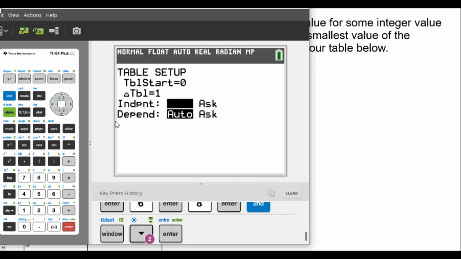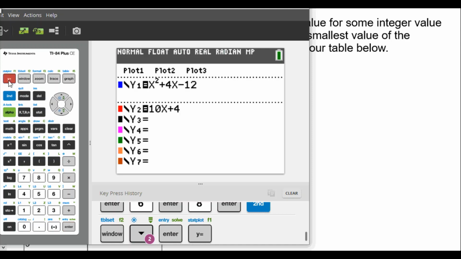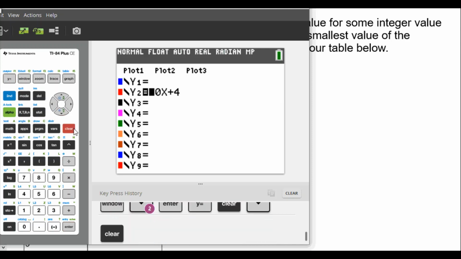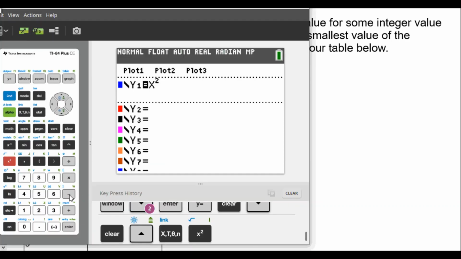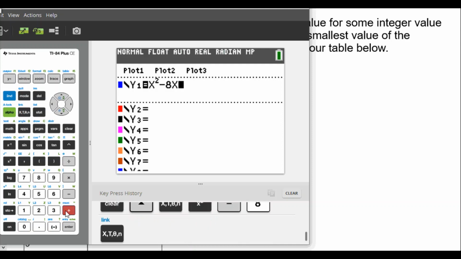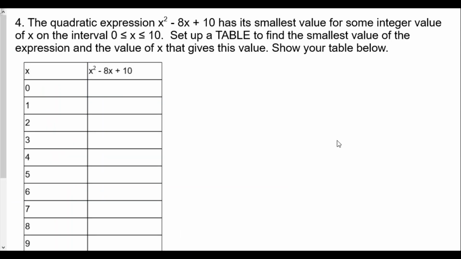Now let's go to y equals. We're going to clear both of these. And I believe it said x squared. Now was it minus 8x? Let's double check. Yes, minus 8x plus 10. So minus 8x plus 10. All right. And so now, starting from, I believe it said, 0 to 10.